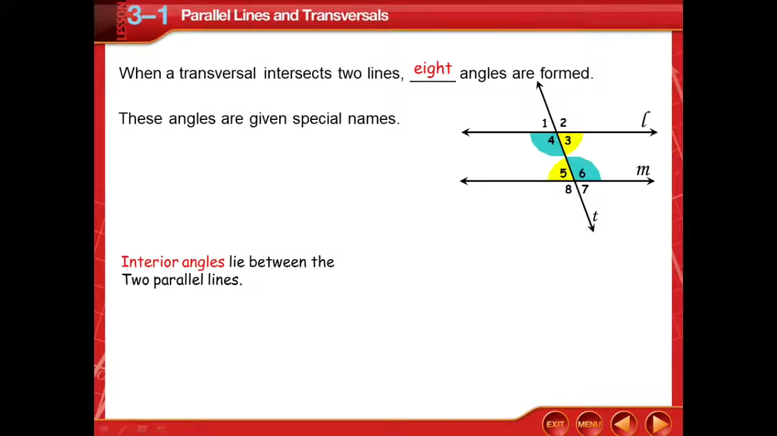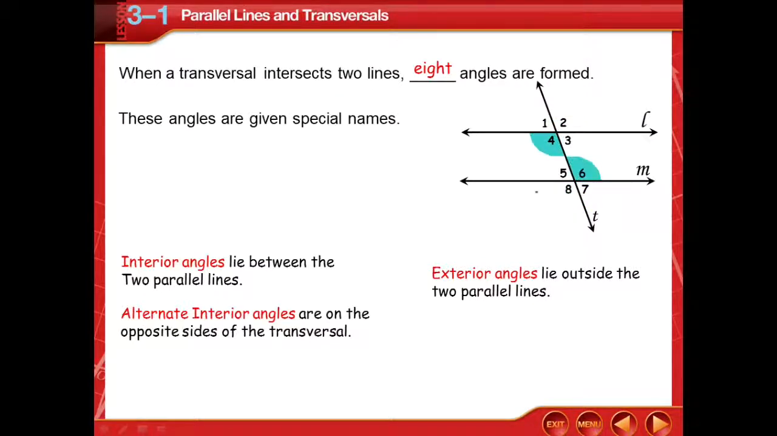The first type of angles that we have are interior angles. Interior angles lie between the 2 parallel lines. So we say angles 3, 4, 5, and 6 are on the interior of lines L and M. That means that we also have exterior angles. Exterior angles lie outside of the 2 parallel lines. So 1, 2, 7, and 8 are exterior because they are on the outside of L and on the outside of M.